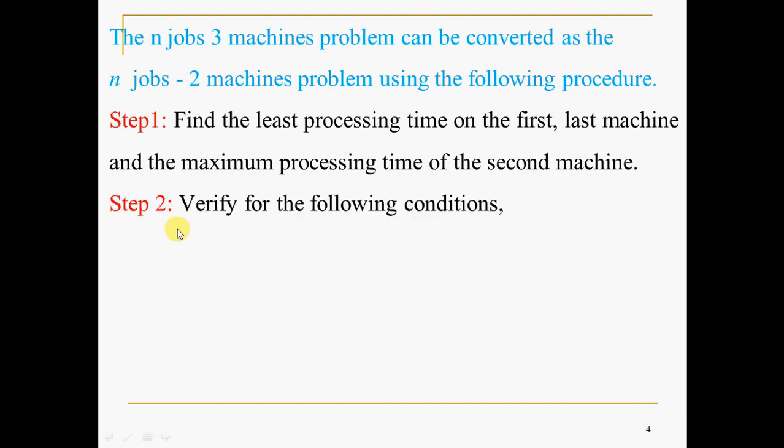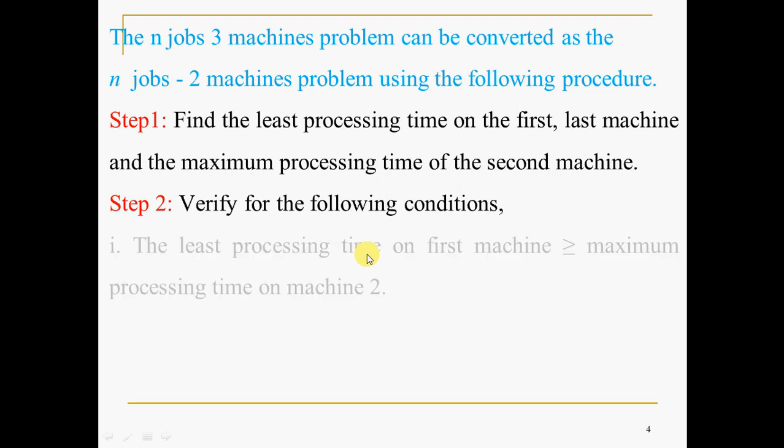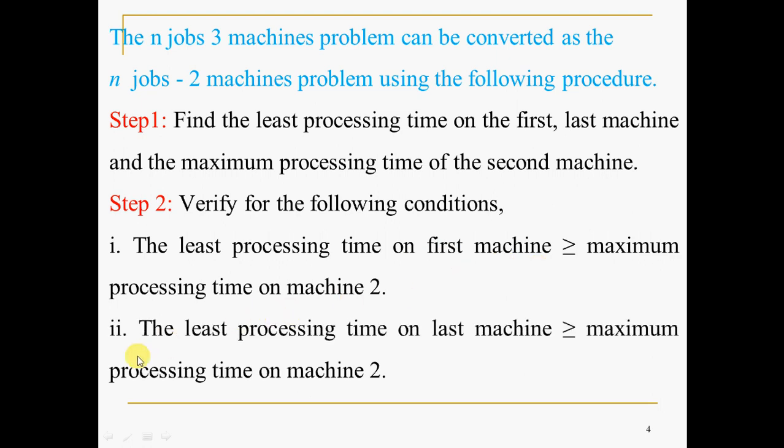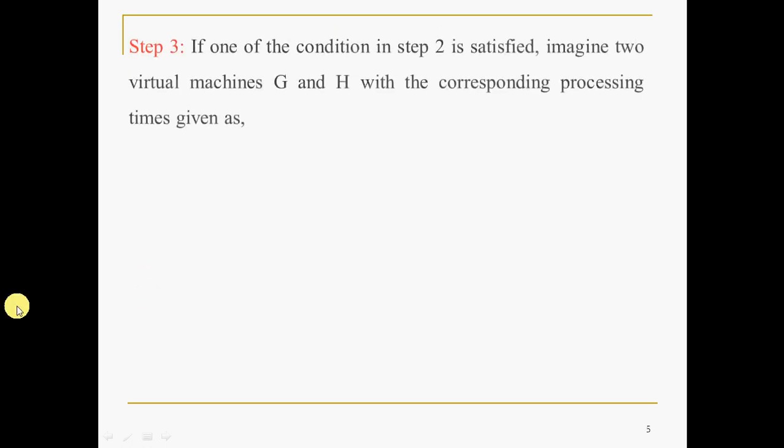In step 2, verify the following conditions. The least processing time on the first machine is greater than or equal to the maximum processing time on machine 2. Check whether this condition is satisfied or not. Also, the second condition is that the least processing time on the last machine, M3, is greater than or equal to the maximum processing time on machine 2, M2. Verify these two conditions, then go to step 3.